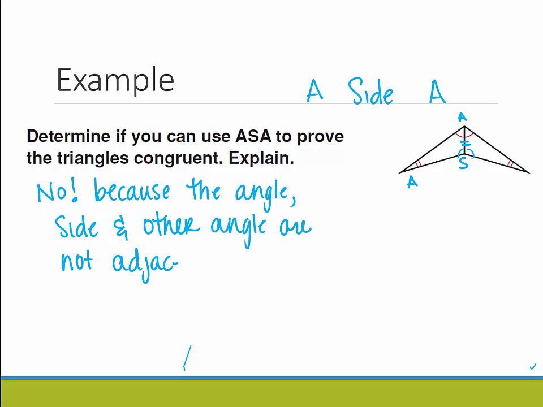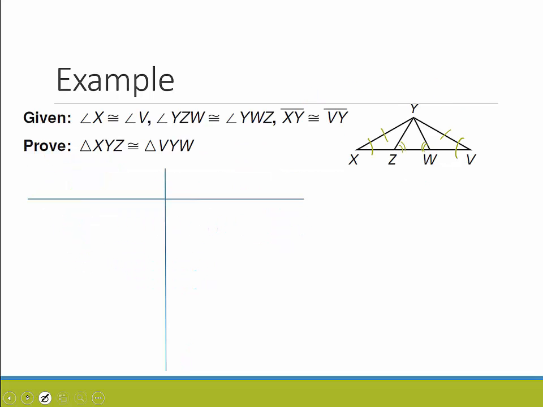And we're going to use adjacent as our fancy term for in a row. So you have to be careful. Even though you might have three pieces of information, if they're not in the right order, you can't say that they're congruent. So let's do a two-column proof. We're given some information here, and it's already kind of filled out for us. So let's write down our statements, and our reasons.